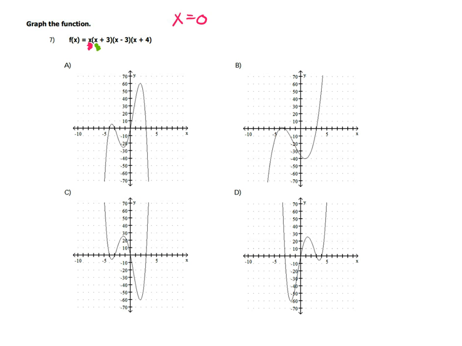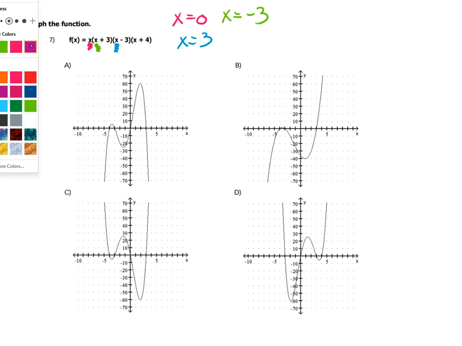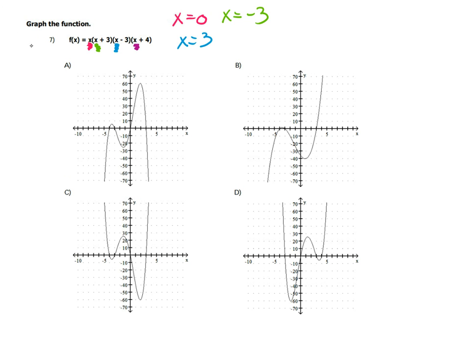This one right here, if x plus 3 equals 0, then it should cross it at -3. The next one right here, if x minus 3 is my 0, x would equal +3. And this one right here, if x plus 4 is my 0, x would equal -4. So I know that my graph should cross at -4, -3, 0, and 3.